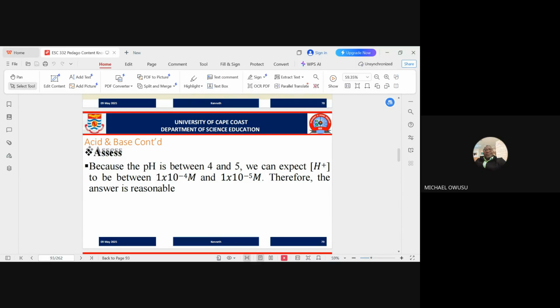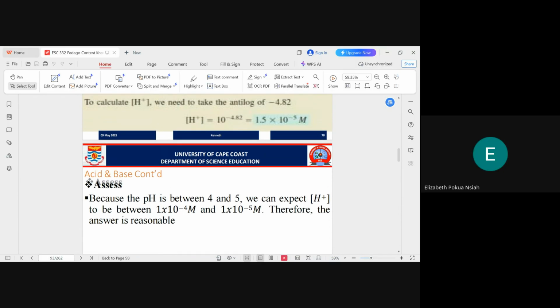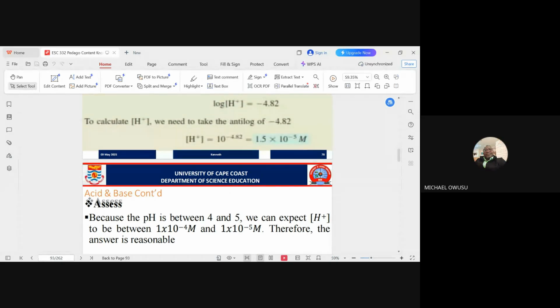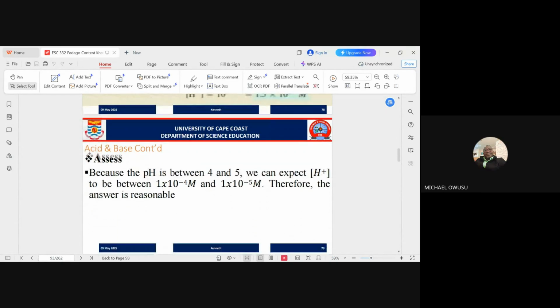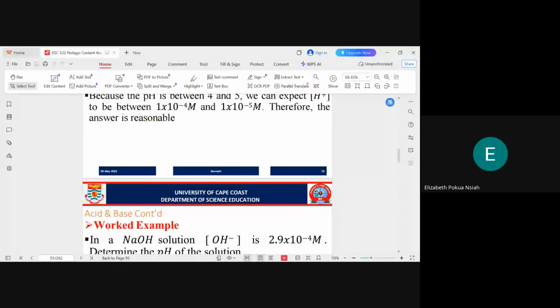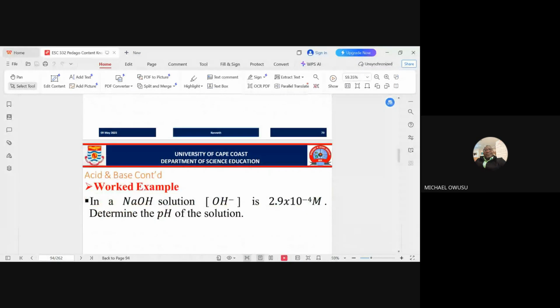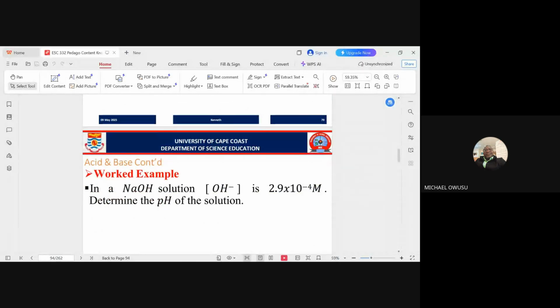Okay, that's good. Thank you, Doc. And that's what we have here. Congratulations. You did well. Then the last one will be on the pOH, and that is what we have here. Somebody should read this for us.